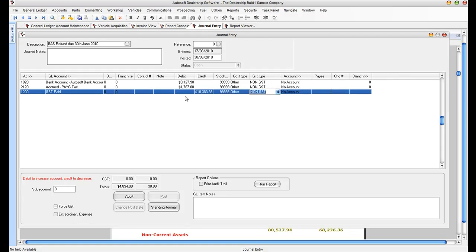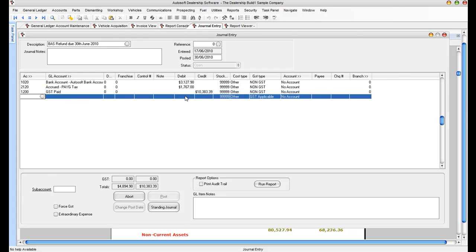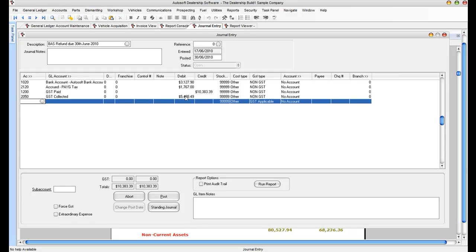10,383.39, and I'm also going to pick up the GST collected, which was account 2050. I'm going to post a debit for that amount of 5488.49. And once again, what we get is a balanced journal. So it's the three factors again. It's PAYG, GST paid, GST collected, and the bank.